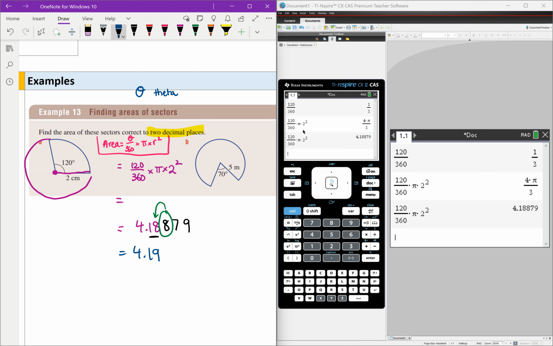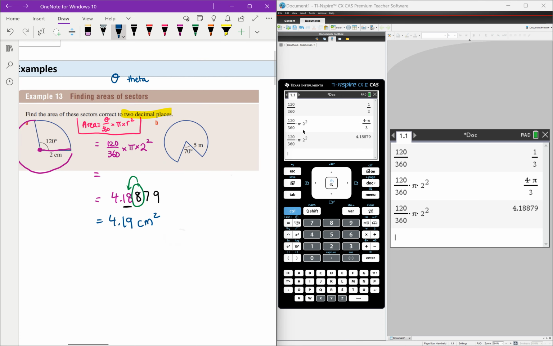What am I missing? Good, squared centimeters. All right, so I want units there. So you can see question, method, answer. Very quickly. All right, next person.